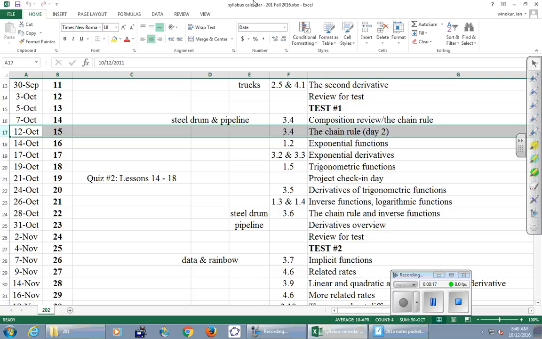We are covering our second of 2 days on the chain rule. Remember, we had said last class that the chain rule is the most important derivative rule that you will ever see in your entire lives.